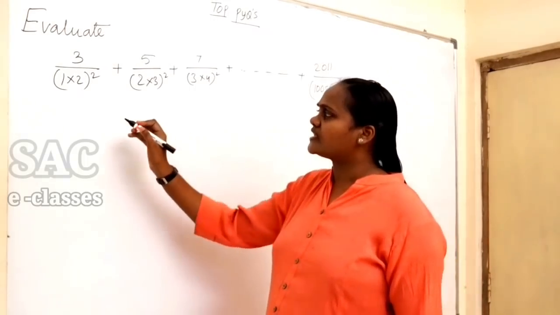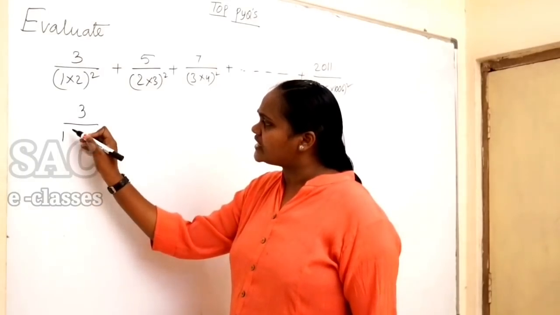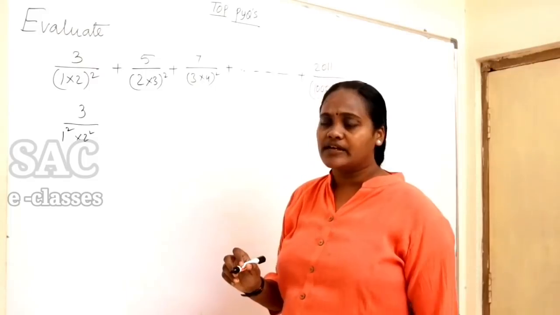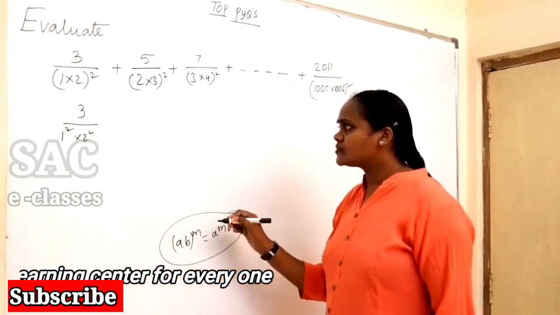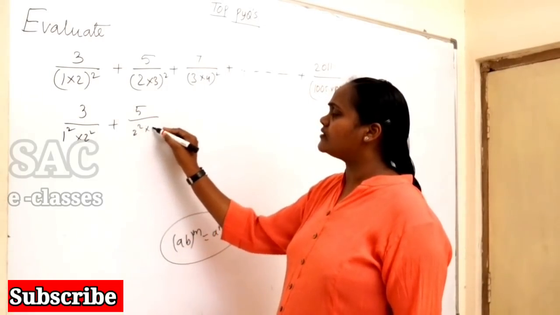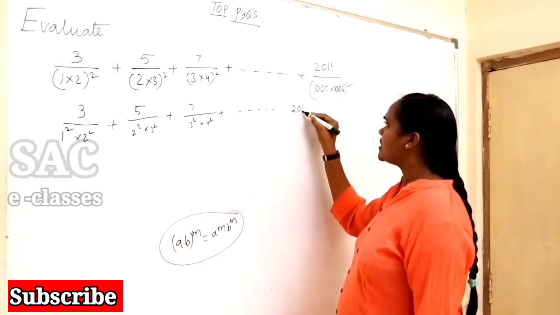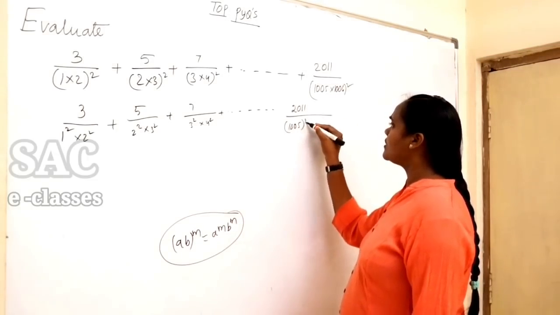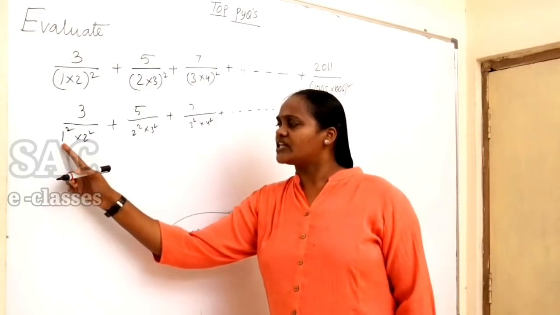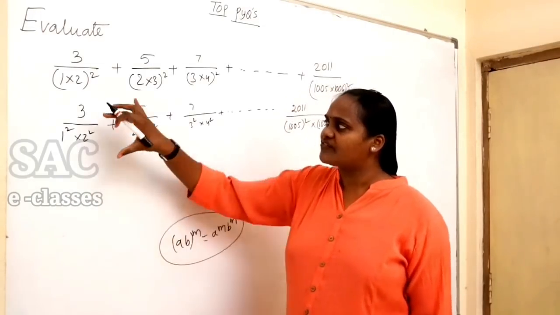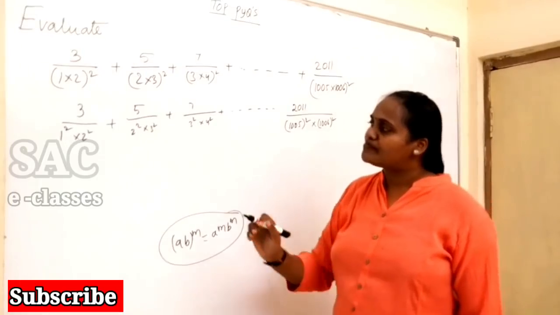In what manner can you think of it? First of all, 3 by 1 into 2 whole square means 3 by 2 square, you can write it as 3 by 4. Rather than writing like that, can I write it as 3 by 1 square into 2 square? Yes, I can write, because we know that A into B whole power m can be written as A power m into B power m. So plus 5 by 2 square into 3 square plus 7 by 3 square into 4 square plus and so on, 2011 by 1005 square into 1006 square. Now, I told you that whenever they are consecutive numbers, you can split that fraction into a difference of two fractions. But these are consecutive squares but not consecutive numbers. But observe that 1 square means what?